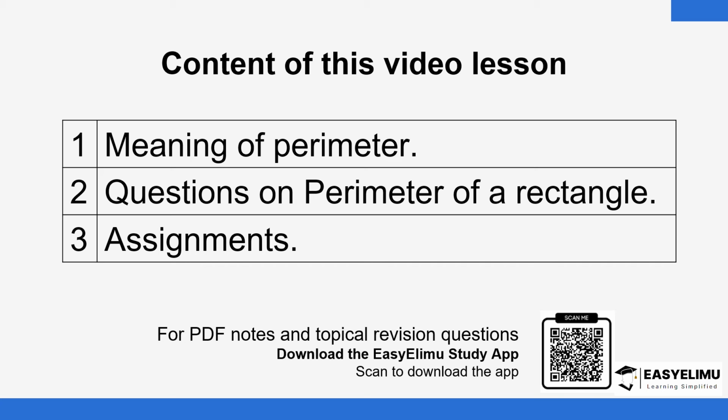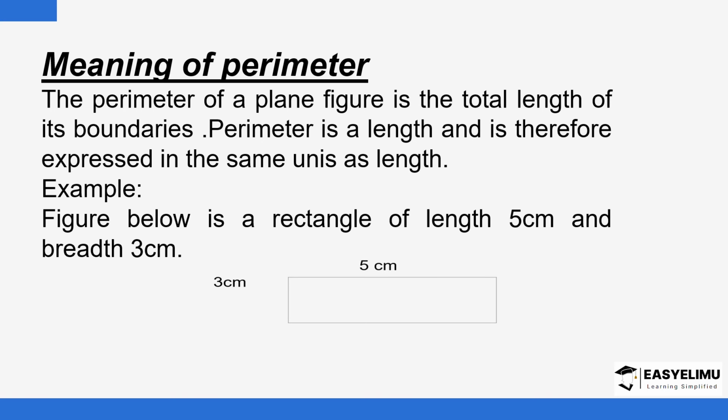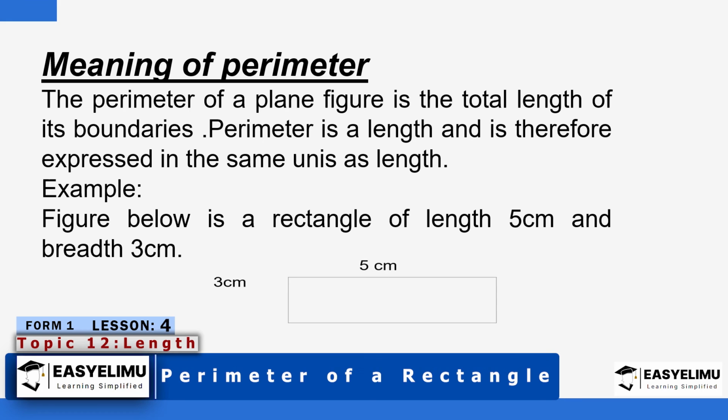So we have a few questions to help us with practicing on how we find the perimeter of a rectangle, and of course at the end of the lesson, we'll be giving you some questions in the form of an assignment to help you practice on what we are going to discuss through this lesson. So what does it mean when you talk about perimeter?